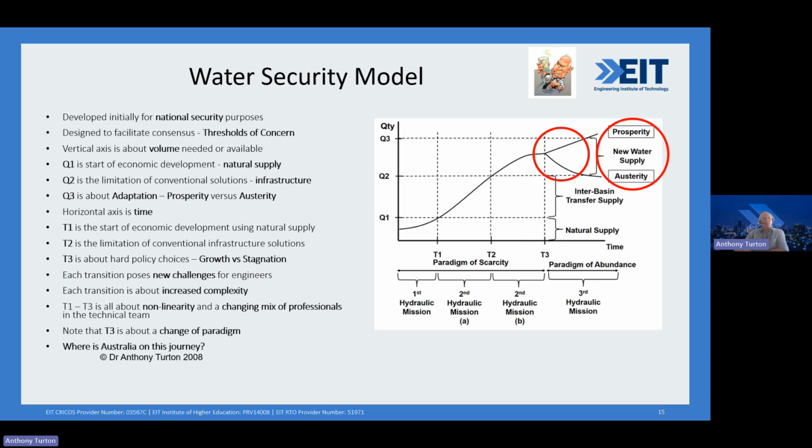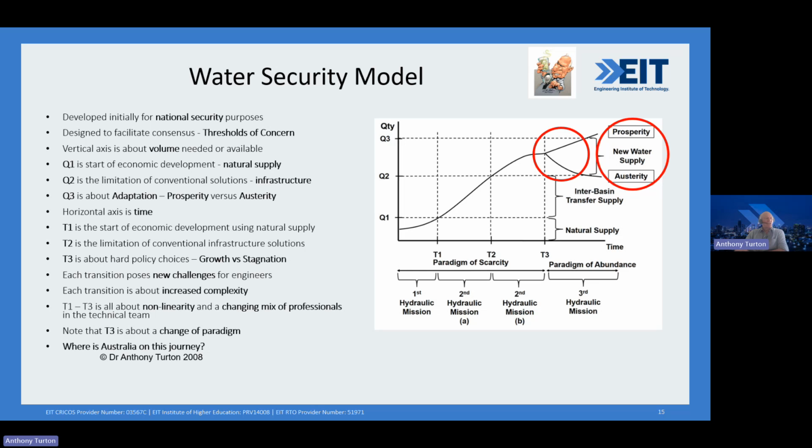So we start off at a moment in historic time when you've got a certain amount of water that's available, that's your natural supply, Q1, and it intersects with a moment in time, T1, when you start developing your water resources for economic development, and you start developing the economy through the development of your infrastructure for water resource delivery, and you start going to more and more sophisticated infrastructure over time, until you reach the point Q2, where demand starts exceeding the amount of available supply, and infrastructure is increasingly under pressure, can no longer deliver it.